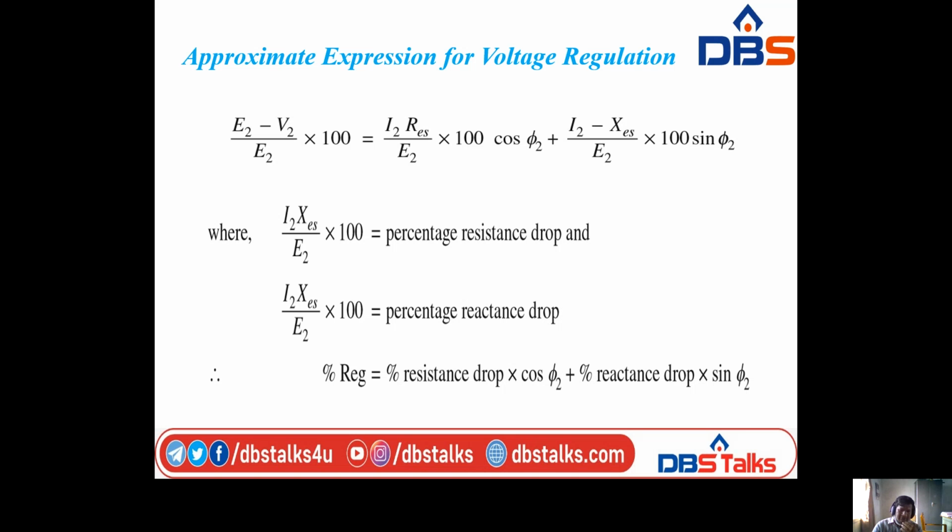I2 R equivalent by E2 multiplied by 100 is equal to the percentage resistance drop. Similarly, I2 X equivalent by E2 multiplied by 100 is equal to the percentage reactance drop. Therefore, the voltage regulation is equal to percentage resistance drop multiplied by cos phi 2 plus percentage reactance drop multiplied by sin phi 2. This equation may be useful from the competitive examination point of view. Generally, the former slide's equation is used from the B.Tech point of view, and this equation is utilized in both B.Tech and competitive examinations.